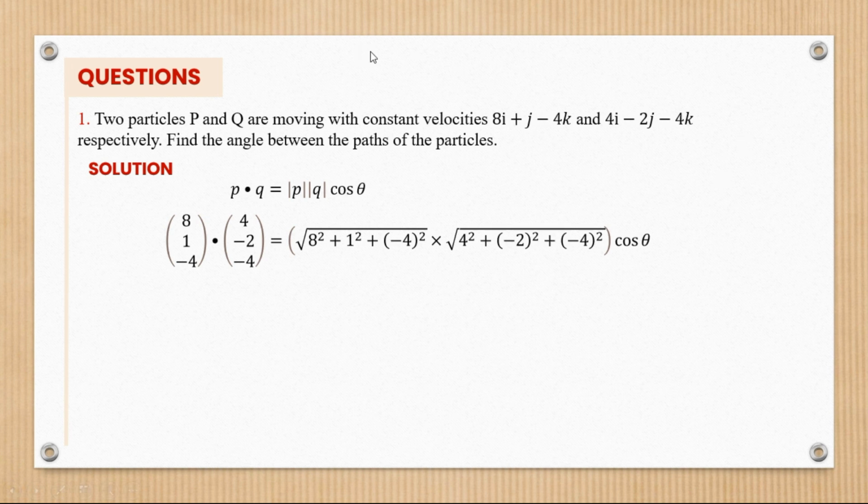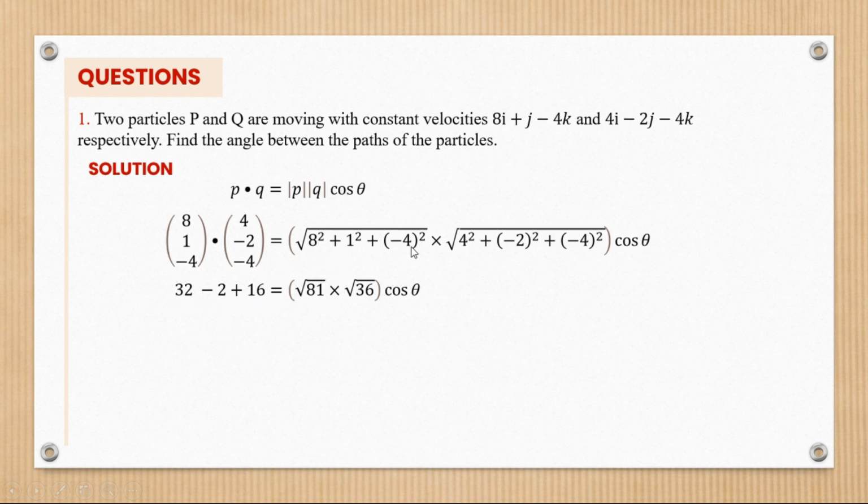Now let's express this in column form. We'll have 8, 1, negative 4 times 4, negative 2, negative 4 being equal to, the magnitude of P, which is root of 8 squared plus 1 squared plus negative 4 squared, times root of 4 squared plus negative 2 squared plus negative 4 squared for Q. On this side, when I multiply the two vectors, I'll have 8 times 4 plus 1 times negative 2, which gives me a negative 2, and then plus negative 4 times negative 4, which is 16. So that's why I have it that way.